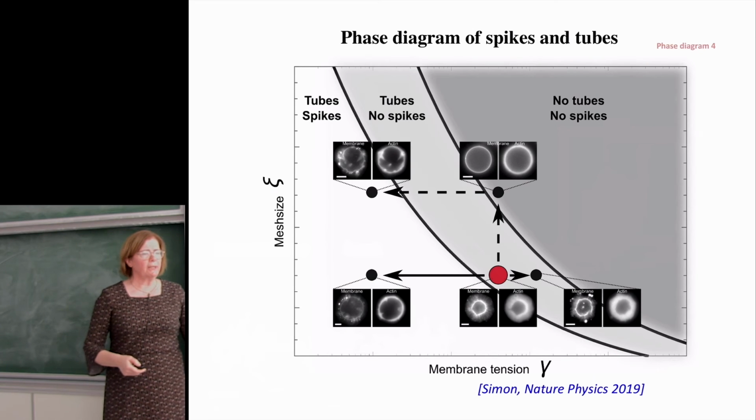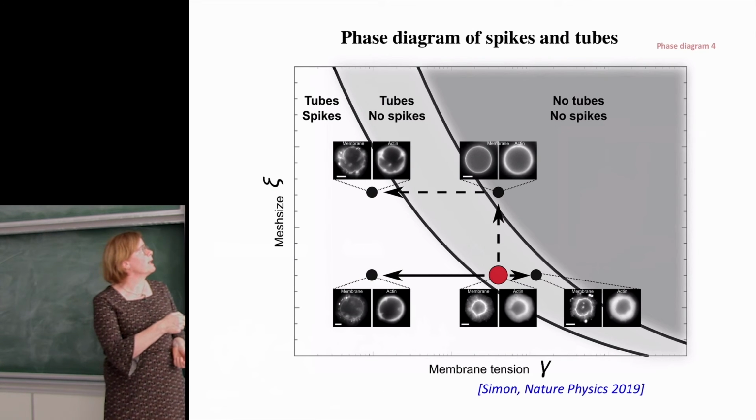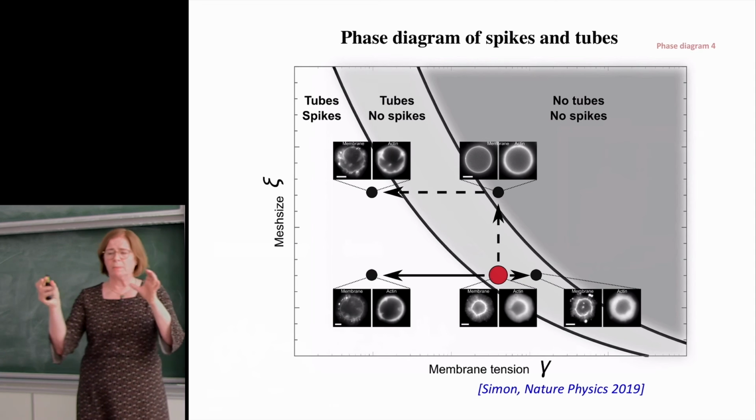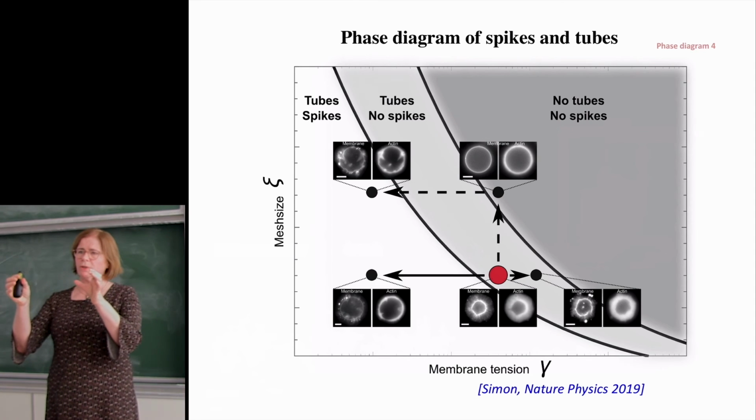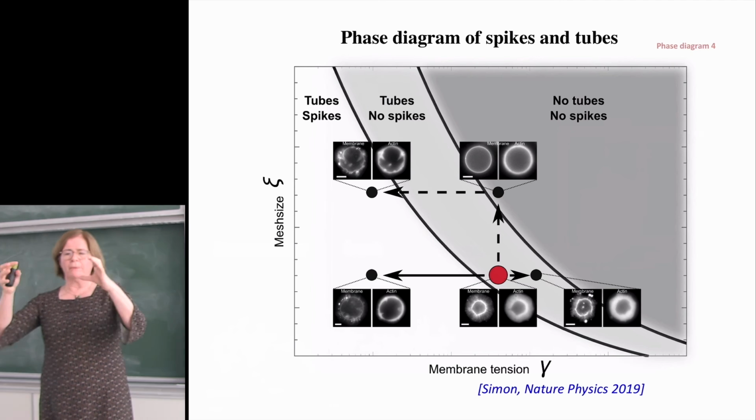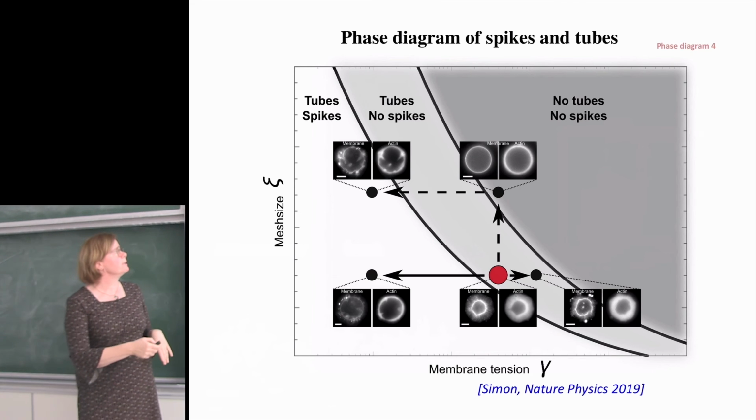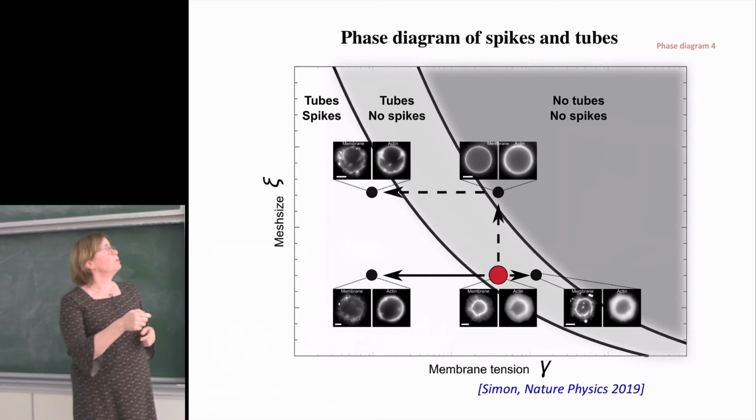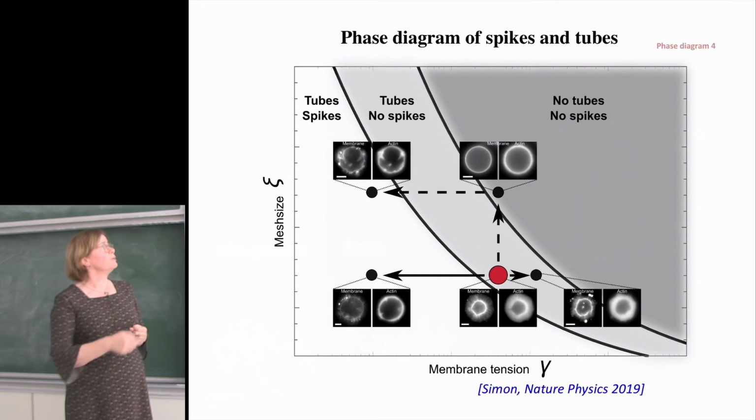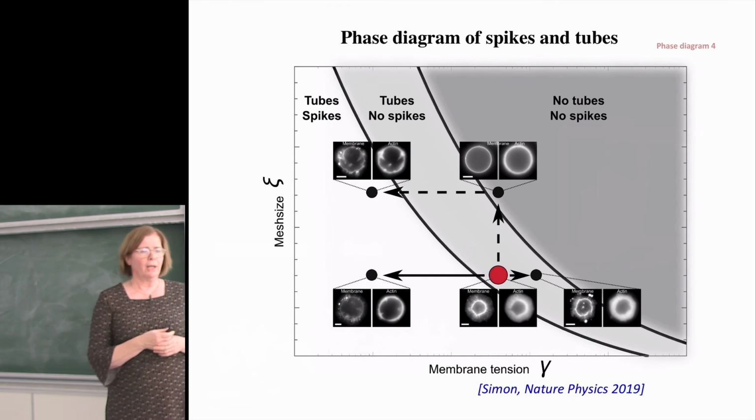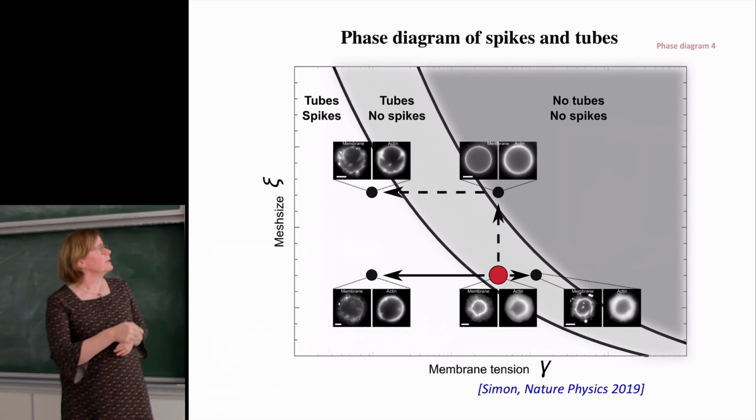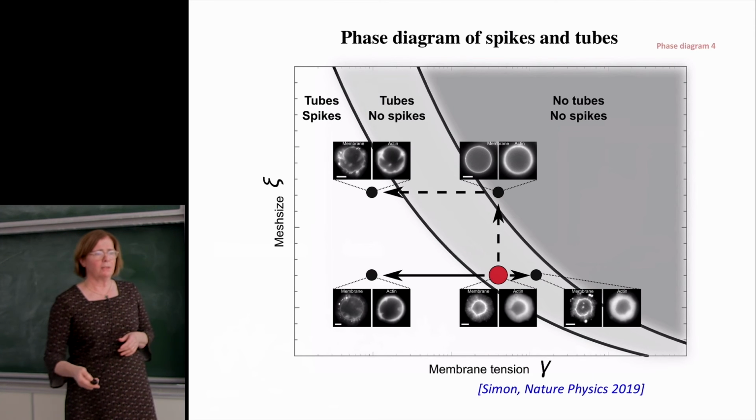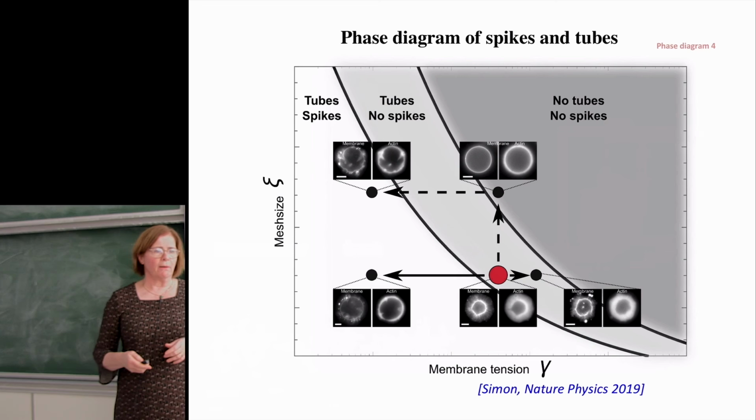So putting all that together, we could derive this phase diagram here. We vary the mesh size by varying the protein composition, so you vary the mesh that characterizes the network. We vary membrane tension. And so we have either no tubes and no spikes, which was what we used to see before, or tubes and no spikes, or tubes and spikes, depending on the mesh size and the membrane tension. And this is my phase diagram 4.